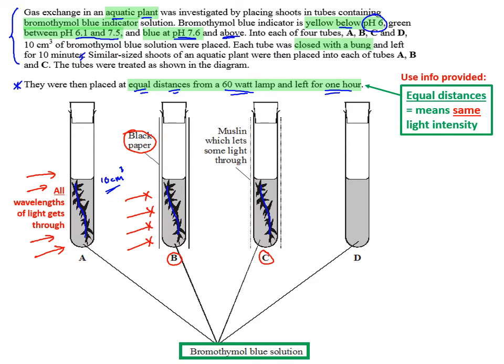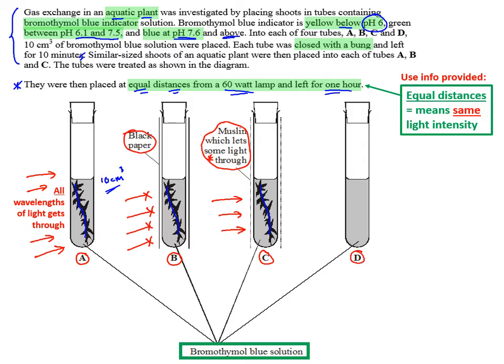Tube C, this time, they've placed a muslin filter around the tube. It tells us this lets some light through. So some light will be able to hit the photosynthetic pigments, but not quite the same amount of light as in tube A on the left hand side, because the muslin only lets some light through. All the different wavelengths of light will still be able to get to the photosynthetic pigments. There'll just be less of this light getting through.